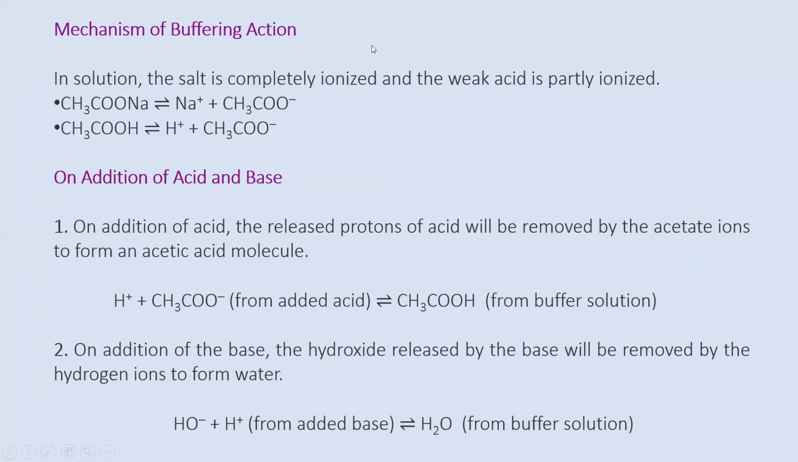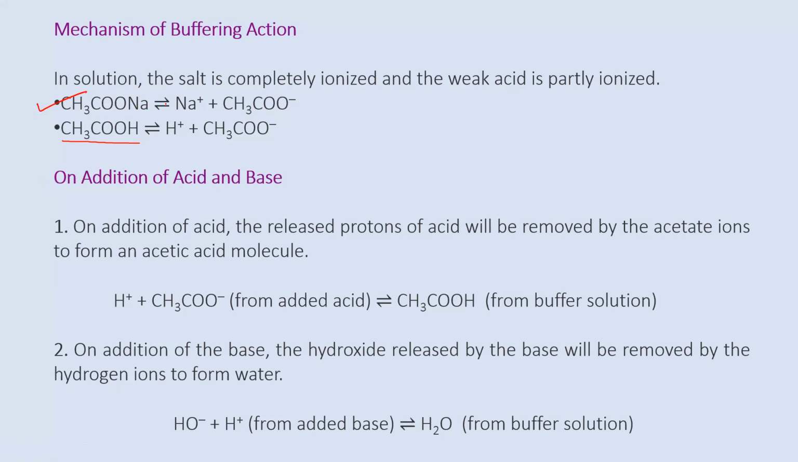So this is a mechanism of buffering action. Again, here there is acetic acid and sodium acetate, so an acidic buffer actually we are talking about. The salt is completely ionized and the weak acid is partially ionized. So look at this component, sodium acetate. It is a salt of a weak acid. And this is acetic acid.